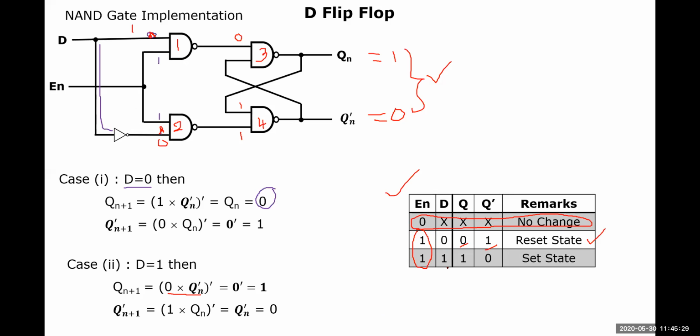And if D value is 1, then Q equals 1. Just before, we have come across this. So Q complement equals 0. Therefore that is called the set state.